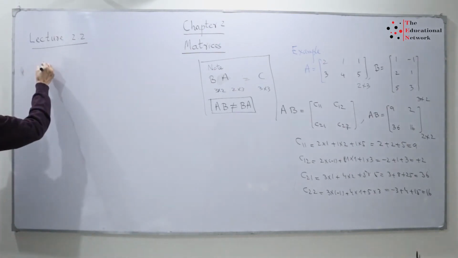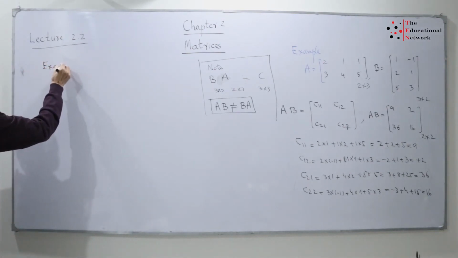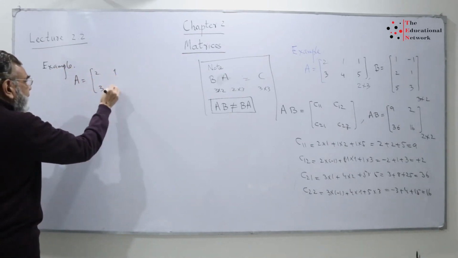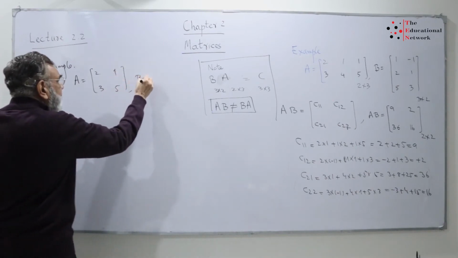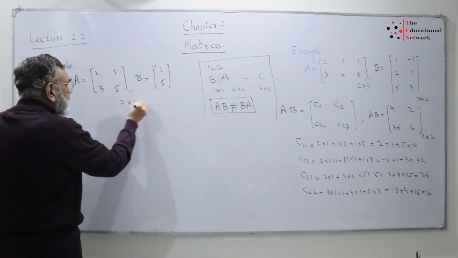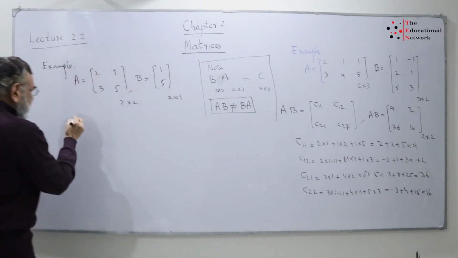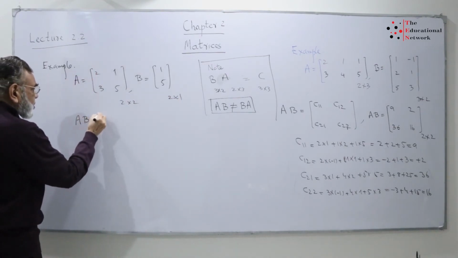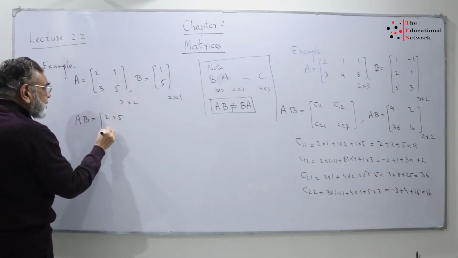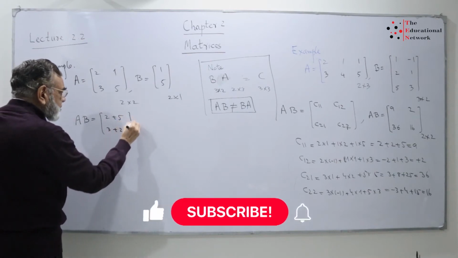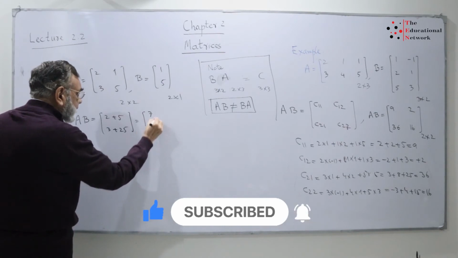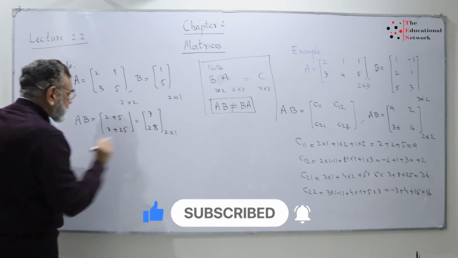I give you another example. I have matrix A. My matrix A is 2, 1, 3, 5. I have matrix B. My matrix B is 1, 5. This is 2 by 2, and this is 2 by 1. We can multiply them. So my AB is equal to, first row multiplied by first column, 2 plus 5. Second row multiplied by first column, 3 plus 25. So my result will be 7 and 28. This is 2 by 1. This is fine. We can multiply it.